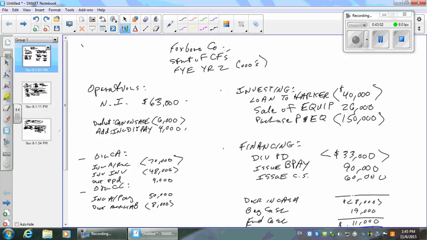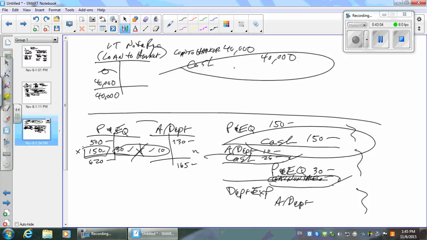What do we have left? Yeah, we gotta do the depreciation. By the way, now that I did this 150 and I did this 30, can I check off plant and equipment? Yes. I can't check off accumulated depreciation yet because I've only done one side of it, right? The 10. So if I started at 130, now it's 165, and I took 10 out, how much did I add? It must have been 45. Credit accumulated depreciation 45, debit depreciation expense 45.